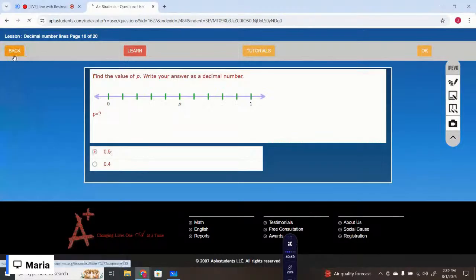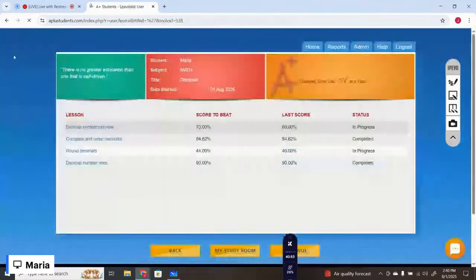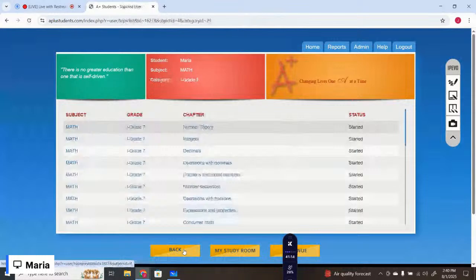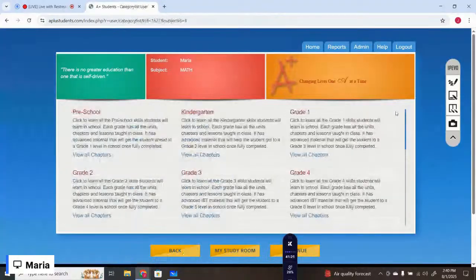Okay, you can complete the lesson by yourself later today. So we are working on grade 7 math. The chapter we're working on is decimals. The lessons we have covered today are decimal numbers review, compare and order decimals, round decimals, and decimal number lines. So please make sure before the next session you complete all the practice questions for the lessons we just did. That is your homework until next session.